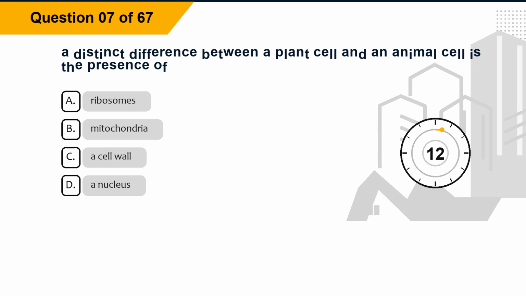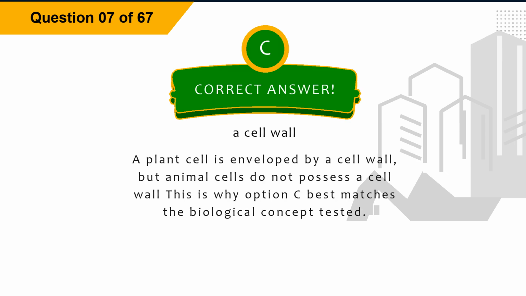Question 7. A distinct difference between a plant cell and an animal cell is the presence of option A, ribosomes. Option B, mitochondria. Option C, a cell wall. Option D, a nucleus. The correct answer is option C, a cell wall. Explanation. A plant cell is enveloped by a cell wall, but animal cells do not possess a cell wall. This is why option C best matches the biological concept tested.